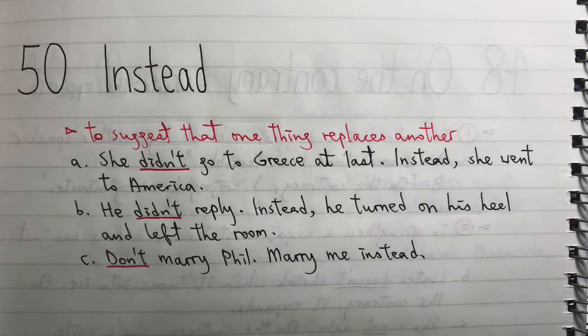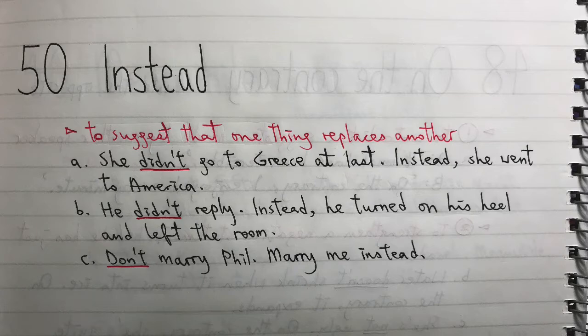50 instead is also about choices, but it is about a closed choice. We have made the choice already, while alternatively still has an open choice. You haven't made the choice yet. So instead is used to suggest that one thing replaces another. She didn't go to Greece at last. Instead, she went to America. So we are crossing out Greece but giving a tick to America.